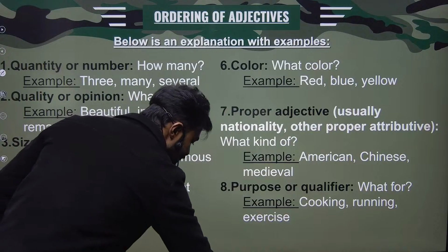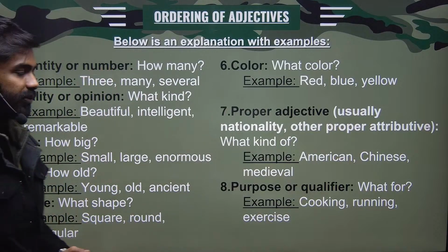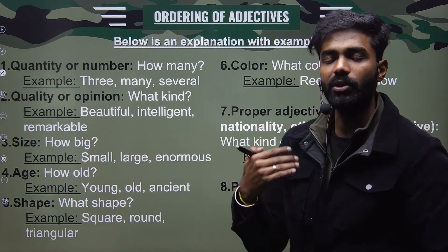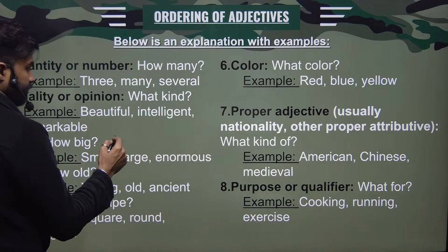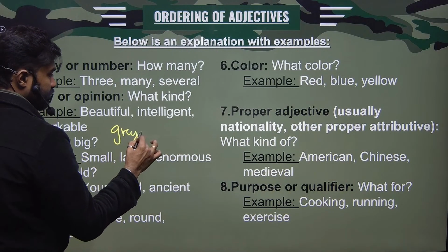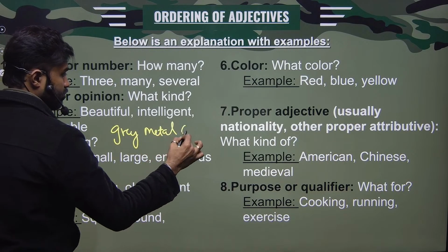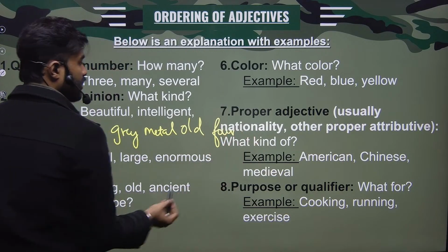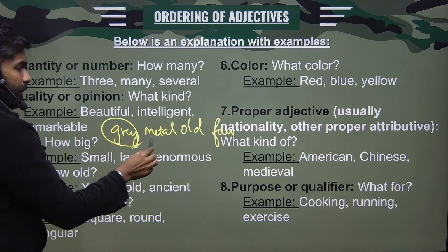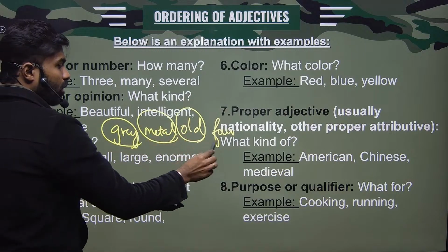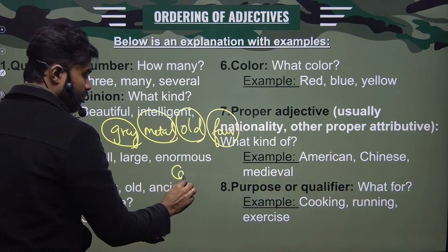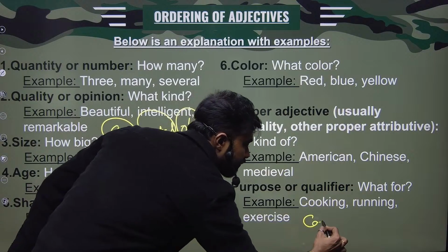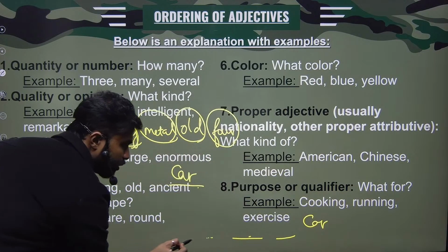So last but not least, ordering of adjectives. All right. For example, in order to understand this, first I will give you a question. See, there are four words here: gray, metal, old, 4. And there is a word car. Let me put the word car here and fill the blanks.